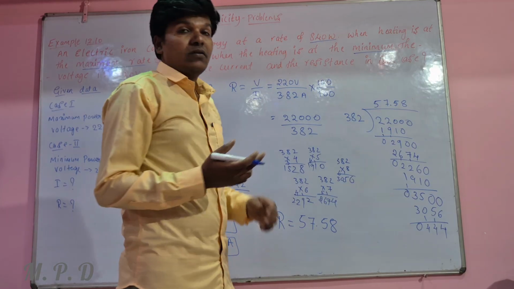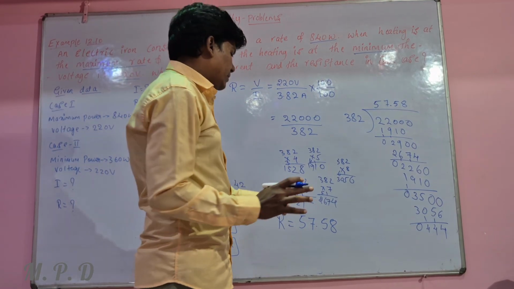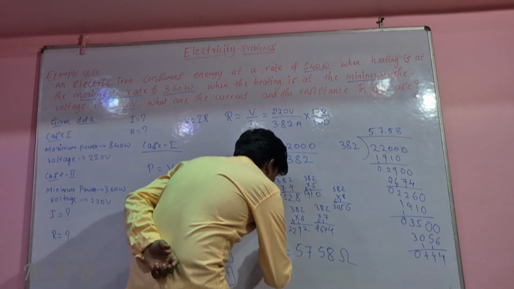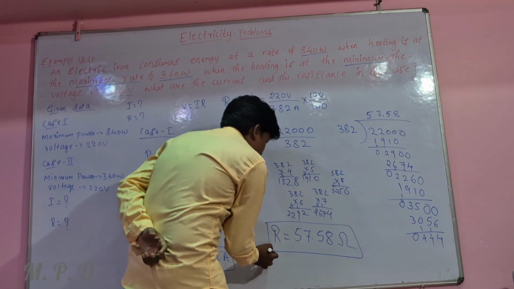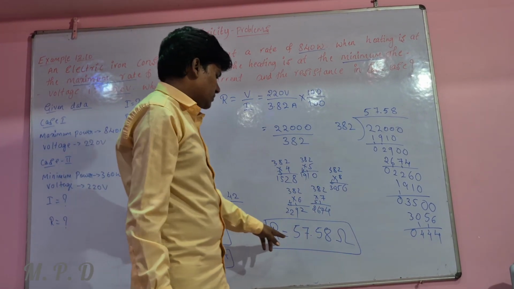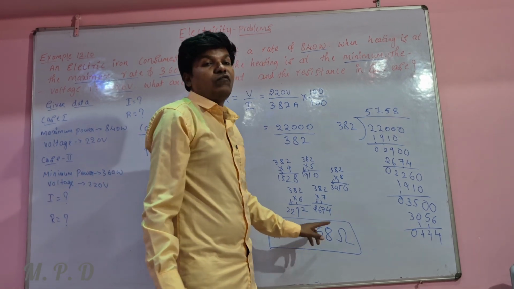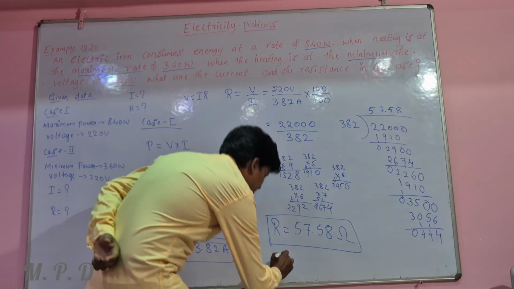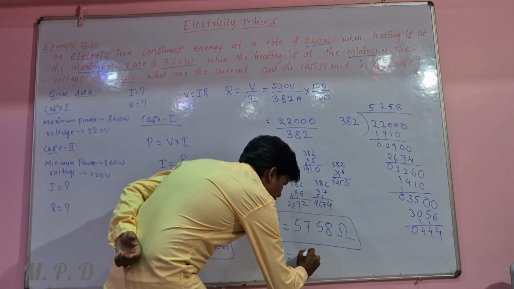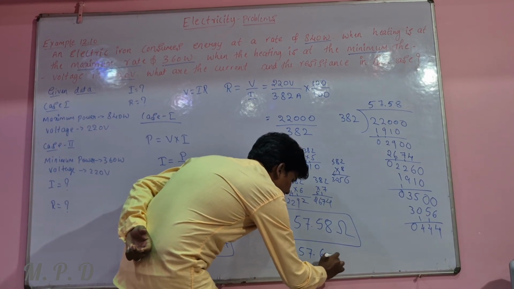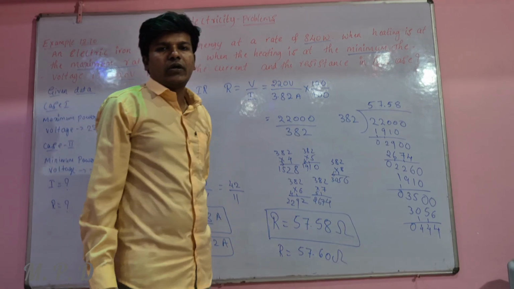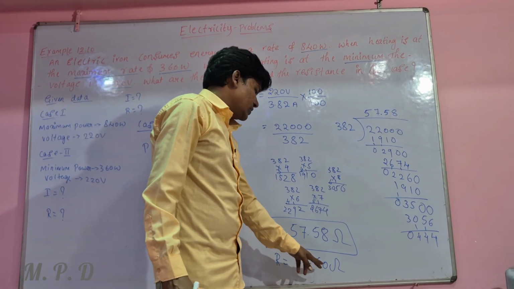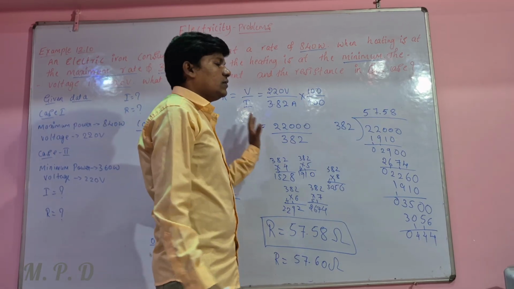And we know that we should always write the SI unit. The SI unit of resistance is ohm. The resistance is 57.58 ohm. Or we can also directly take R is equal to 57.60 ohm. You have to write R is equal to 57.60 ohm. This is case one.